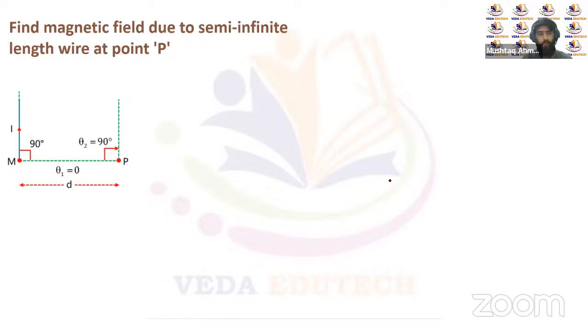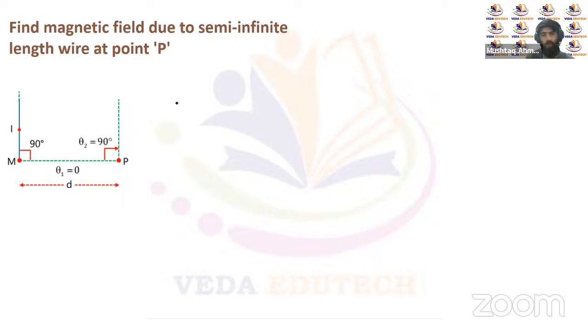Let's discuss this question also. Find the magnetic field due to a semi-infinite length wire at point P. Now, this is a semi-infinite wire, right? Previously we discussed the infinite wire, but now this is a semi-infinite wire, and this is the point P where we have to find the magnetic field due to this semi-infinite wire.